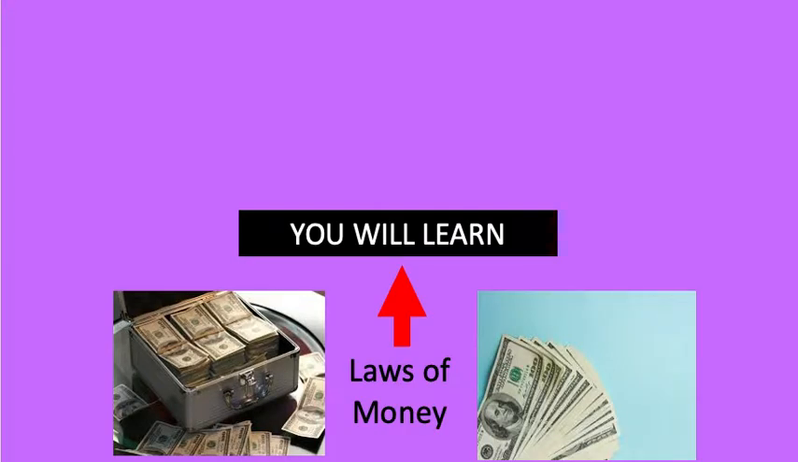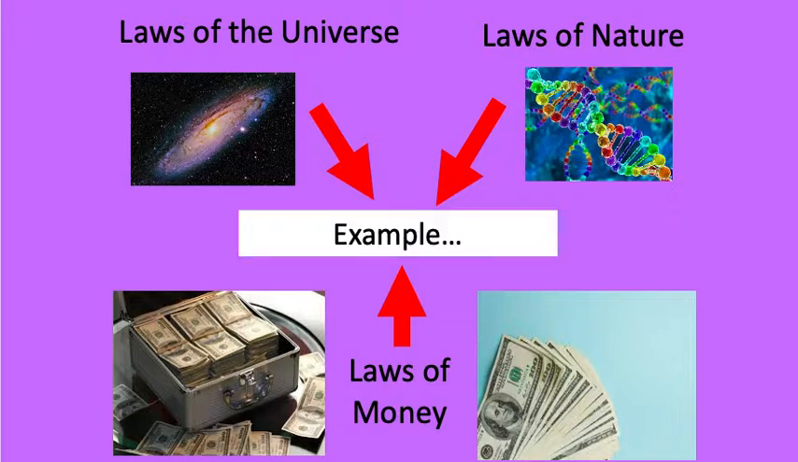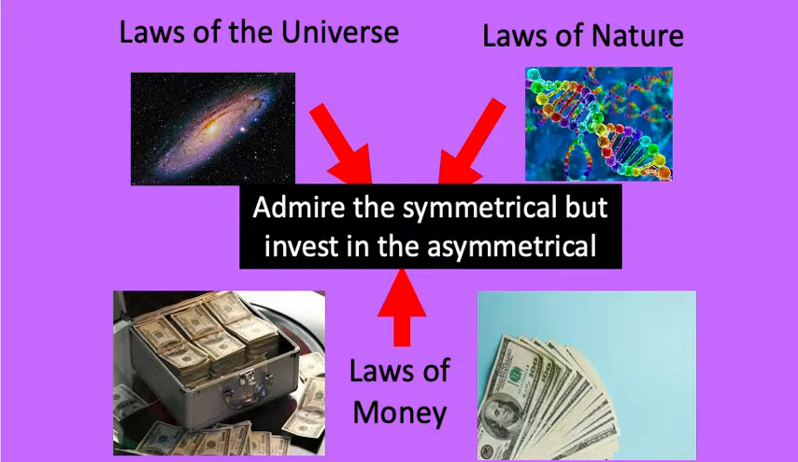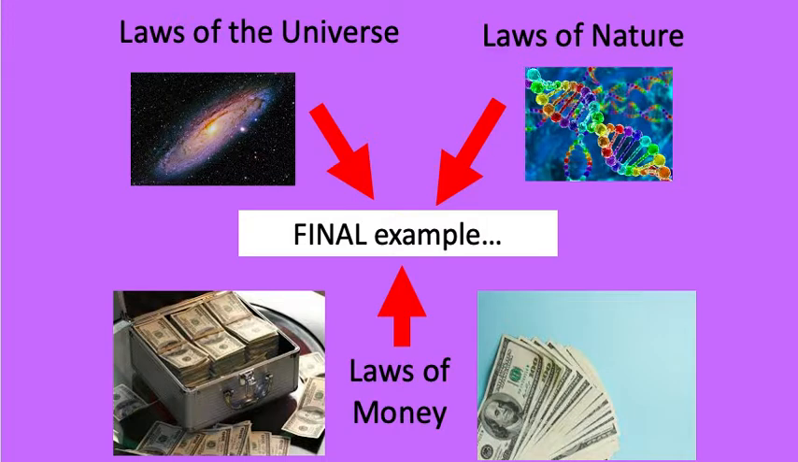As you have heard me say over and over again, you will learn that the laws of money, the laws of the universe, and the laws of nature are pretty much the same thing. An example we covered in the first of this 3-part series is to admire the symmetrical, but invest in the asymmetrical. We saw this with stocks and mutual funds, which are groups of stocks. The magnitude of the possible growth is higher than the magnitude of the possible loss, making this asymmetry great for investing. And here is our final example.